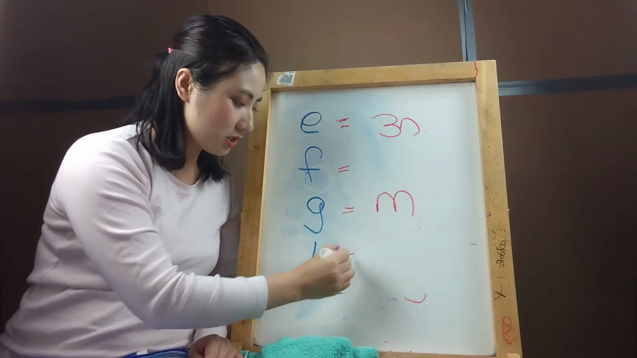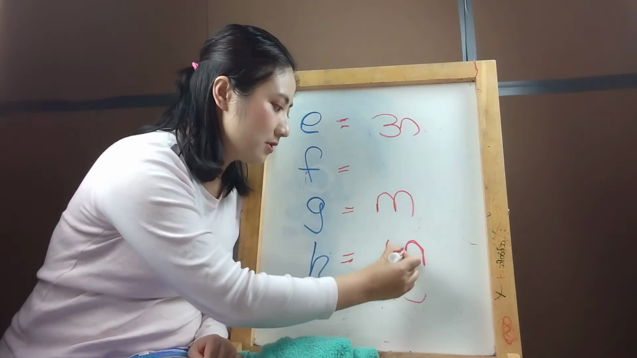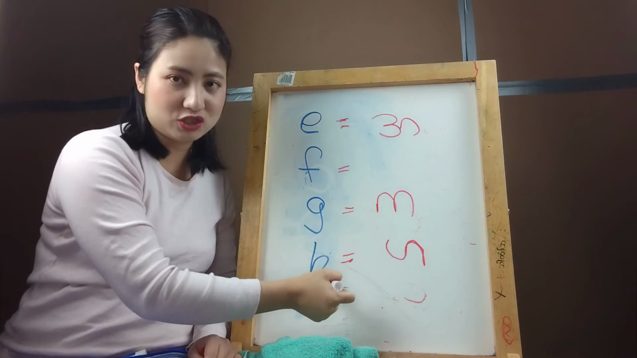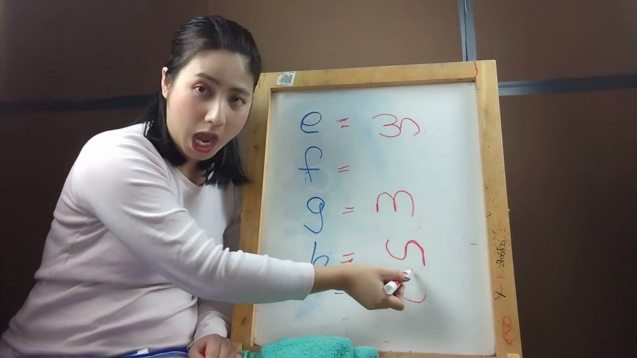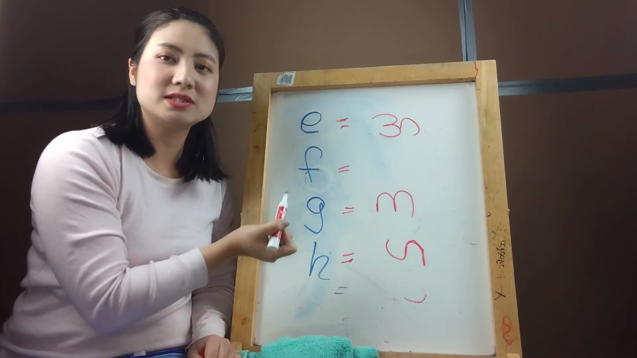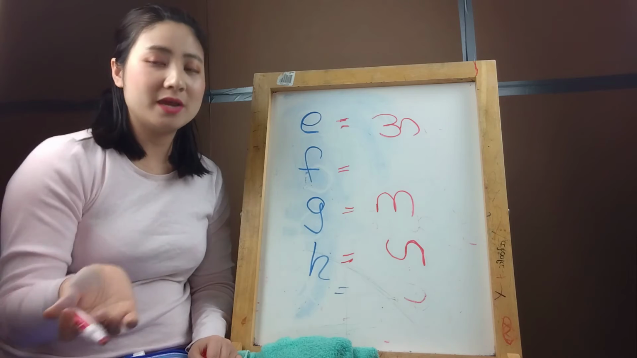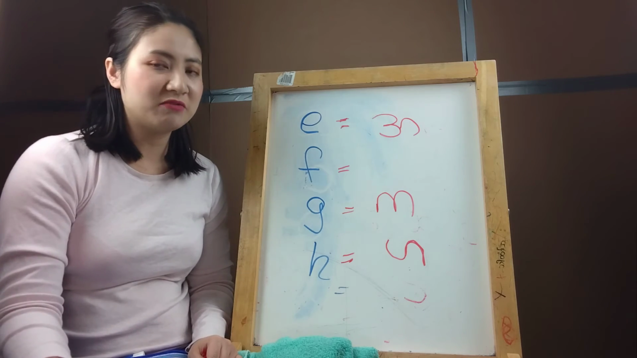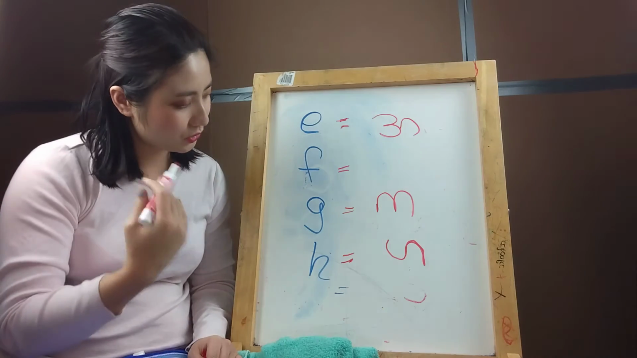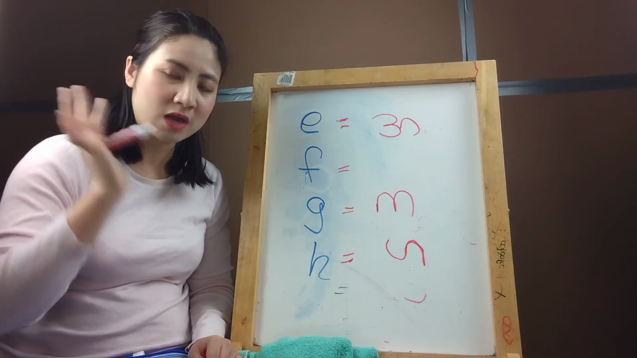And then for H, this is the one that makes the H sound. In Korean, this is ha. It makes the H sound in English. So if you remember this, then it will be easier for you to learn the Korean alphabet and how to make the sounds. In the next few videos, I will also show you how to combine consonants with vowels.